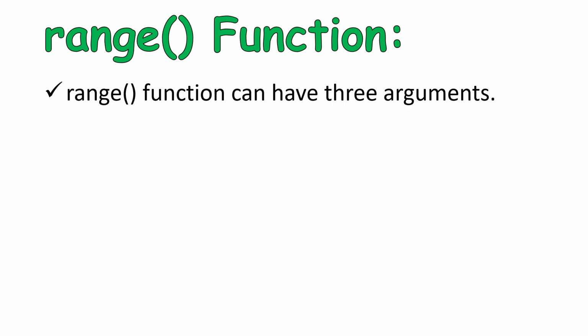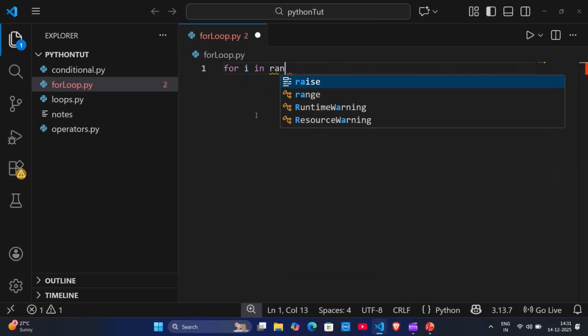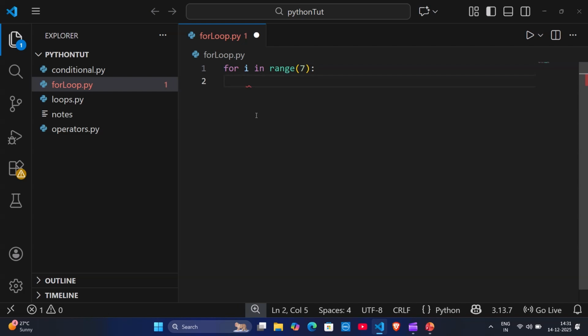The range function can have 3 arguments. If the range function has 1 argument, the argument represents the stop value. The start argument is optional, and if not specified, it is 0 by default. Let's see an example of the range function with 1 argument.